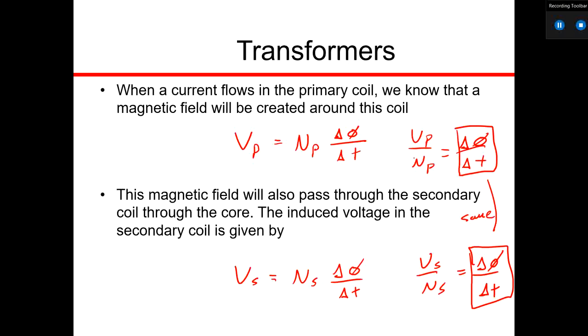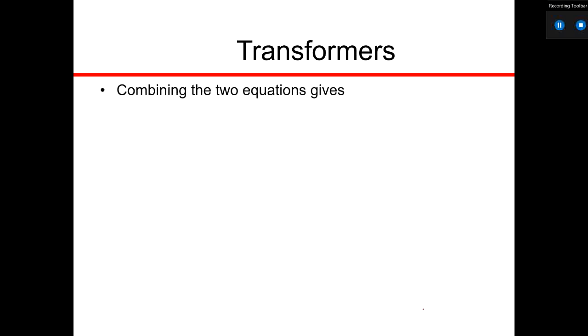The voltage in the primary over the number of turns in the primary is equal to the secondary voltage over the number of turns in the secondary. We can combine these two equations to get this one, or you might see a different rearranged form of it somewhere, but essentially this: the primary voltage over the number of turns equals the secondary voltage over the number of turns.